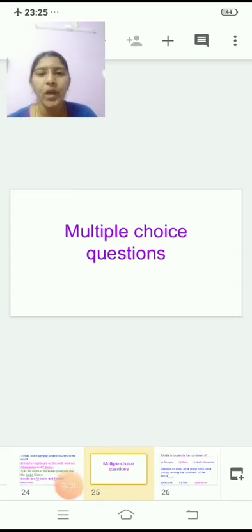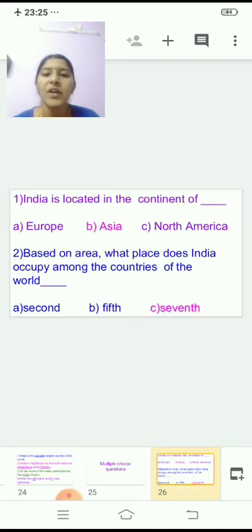So now we are going to see the multiple choice questions from the lesson. The first one, India is located in the continent of dash. The options are Europe, Asia, and North America. So India is located in the continent of Asia.